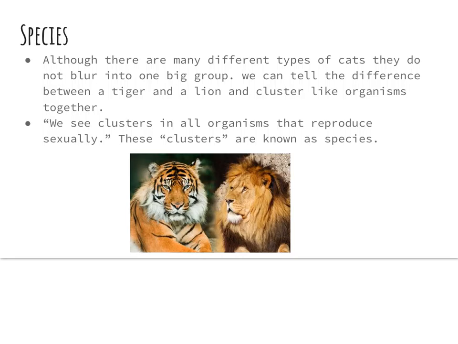When we look at plants or animals, it is easy for us to categorize them into specific groups. Take cats, for example. Although there are many different types of cats, they do not blur into one big group. We can tell the difference between a tiger and a lion, and then we cluster like organisms together. We see clusters in all organisms that reproduce sexually. These clusters are known as species, and how these groups arise is a problem of speciation or the origin of species.